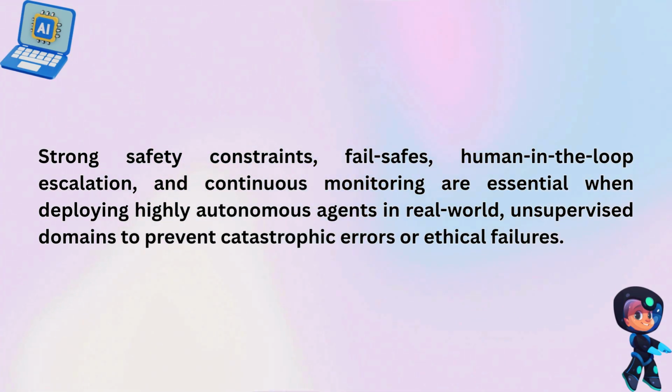Strong safety constraints, fail-safes, human-in-the-loop escalation, and continuous monitoring are essential when deploying highly autonomous agents in real-world unsupervised domains to prevent catastrophic errors or ethical failures.